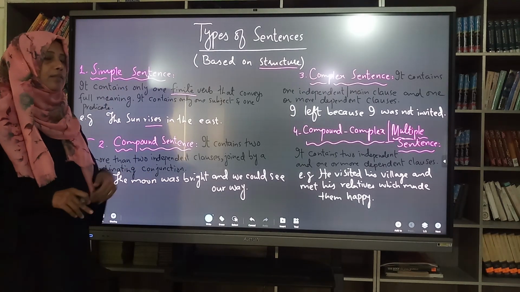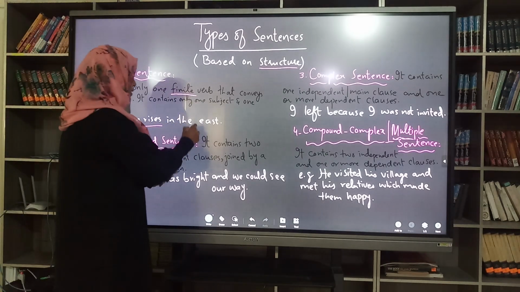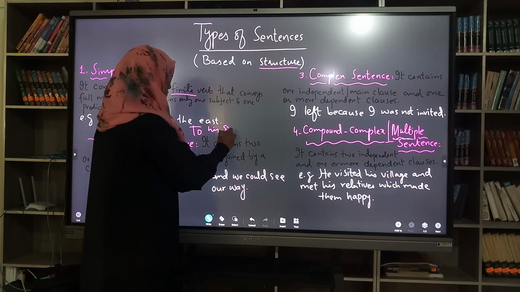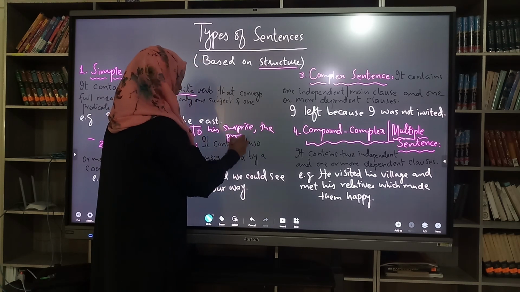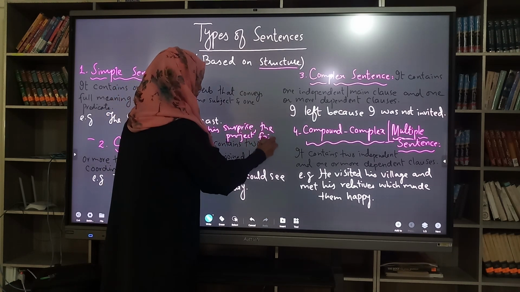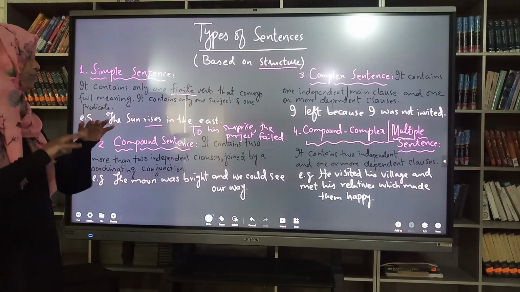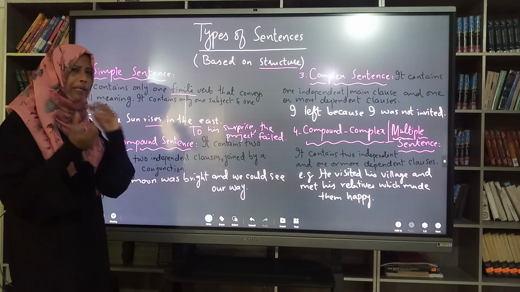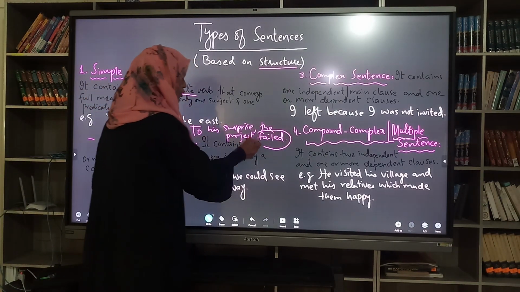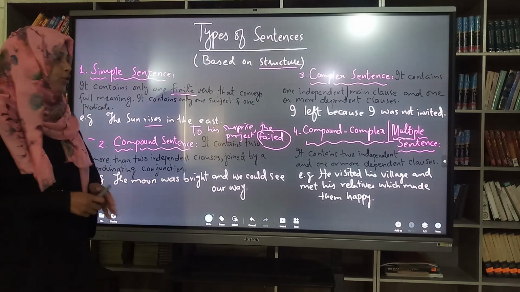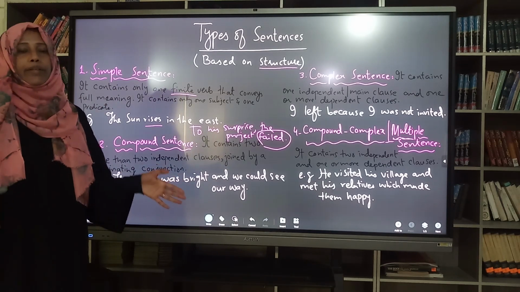But sometimes simple sentences may contain a little elongated or lengthy structure. Like for example, to his surprise, the project failed. Now as you can see, the structure is a little lengthy or a little bit different, but the thing is that there is only one verb that is used here and this is failed. So understand the meaning, analyze the sentence and then give your answer just to avoid the wrong answers.